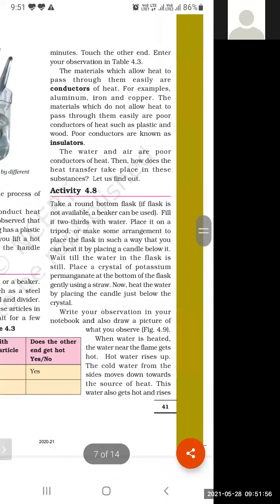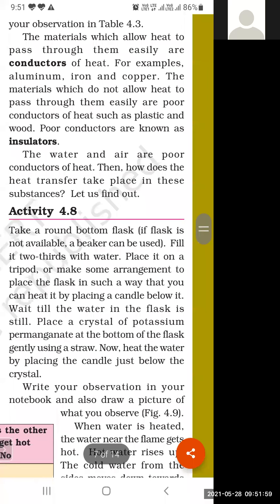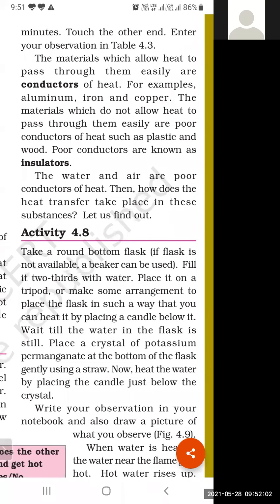On the basis of these observations, we can conclude that the materials which allow heat to pass through them easily are called conductors of heat. For example, aluminium, iron, copper. So students, you have to underline this. The first definition, conductor: the material which allows heat to pass through it easily is called a conductor of heat. For example, aluminium, iron, and copper. So this is the definition of conductor, and some examples are there.